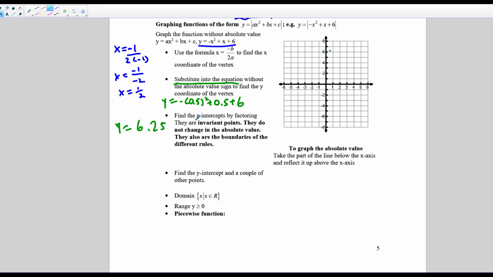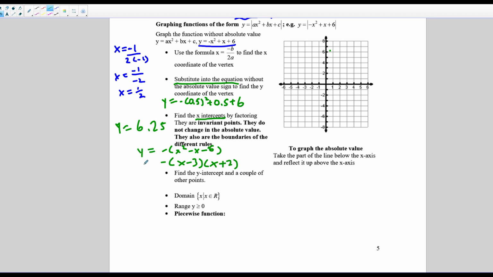And now we want to find those x-intercepts. And again, those will be my invariant points. So they don't change. Those are going to be essentially where lots of cool things happen. So we'll take a look at that in just a second. So let's go ahead and factor first. So first step, I'm going to factor out the negative. So we have x squared minus x minus 6. So we end up getting x minus 3, x plus 2.